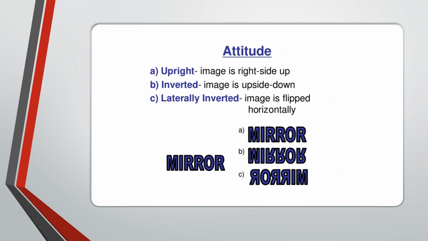The image can also be upright, inverted, or laterally inverted. Upright means that it's on the same side of the central axis as the object. Inverted means it's upside down, and laterally inverted would be that it's flipped left to right. Laterally inverted would be what you would see in a mirror. You would be upright, laterally inverted.